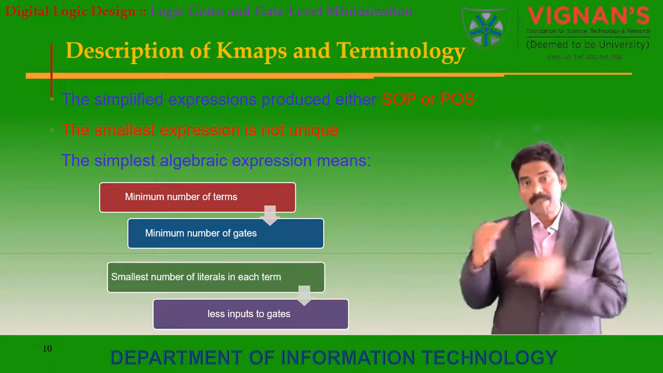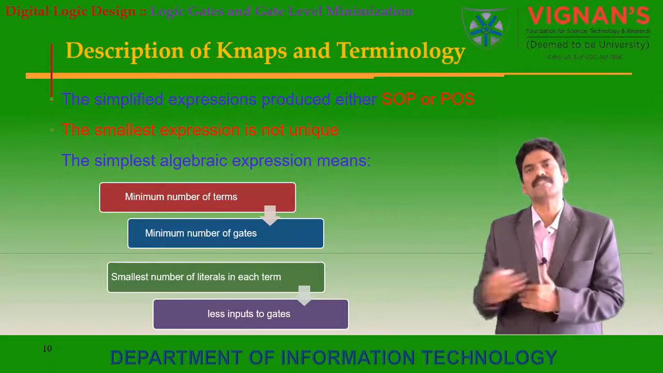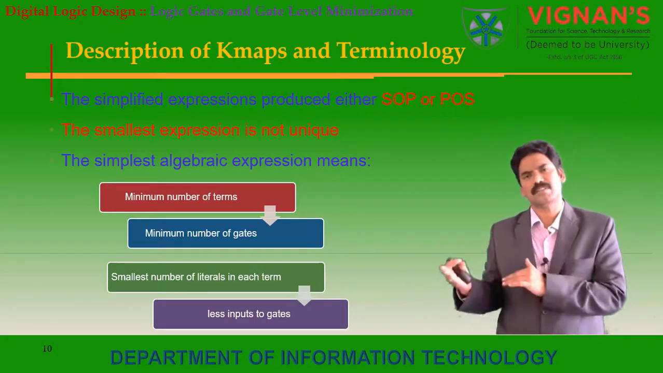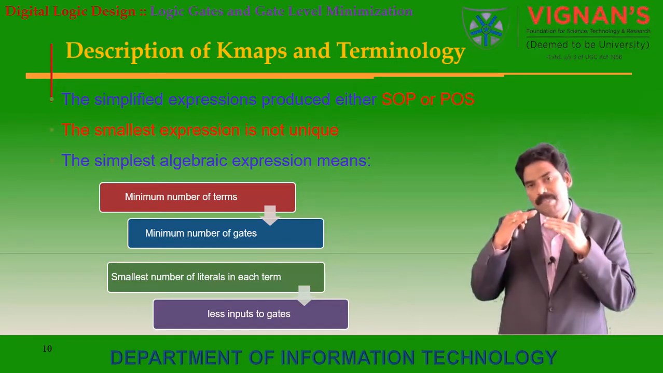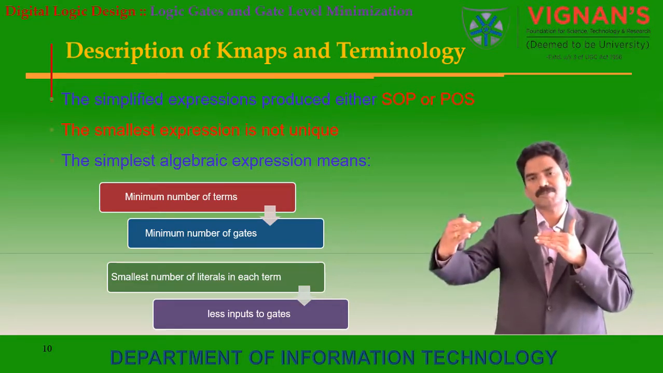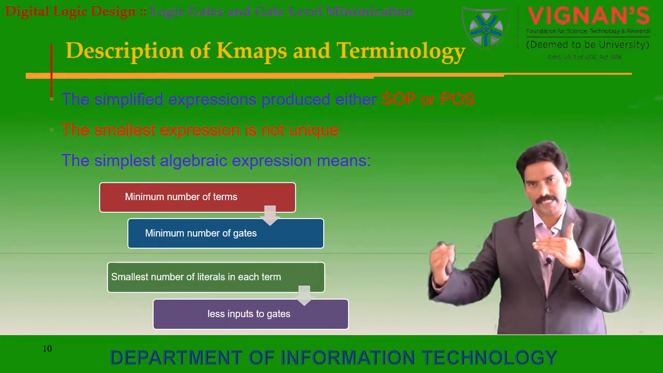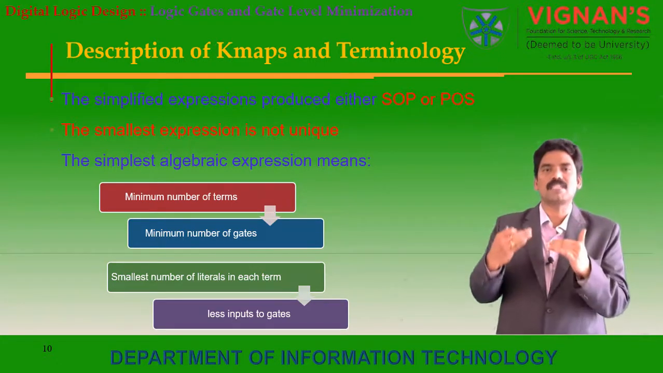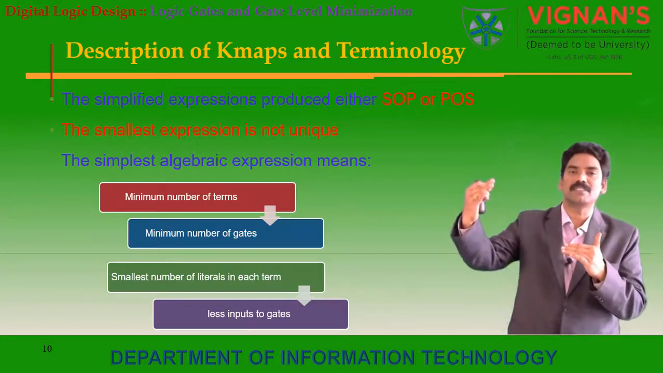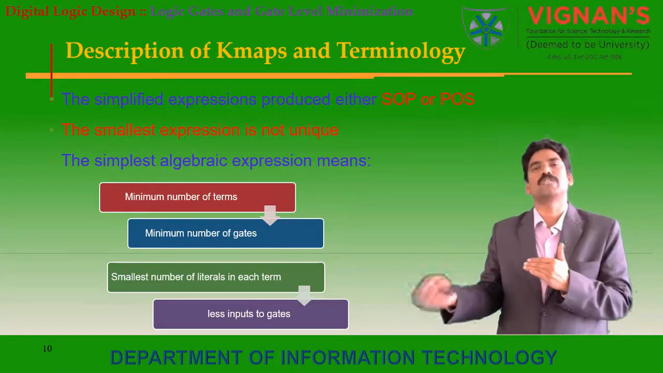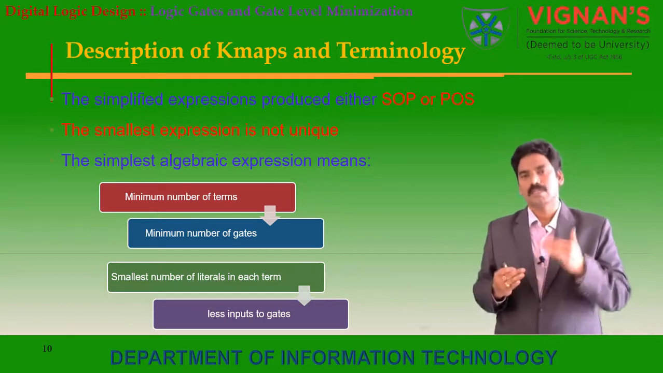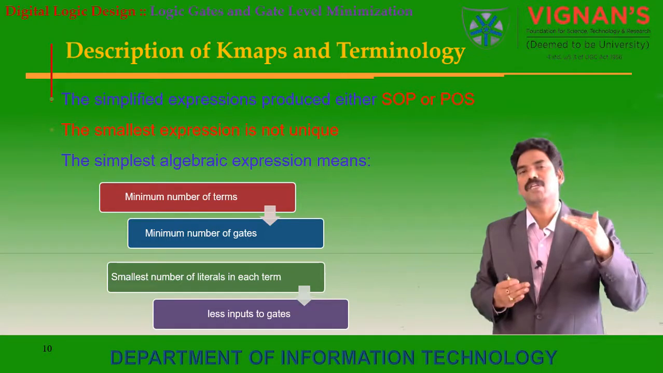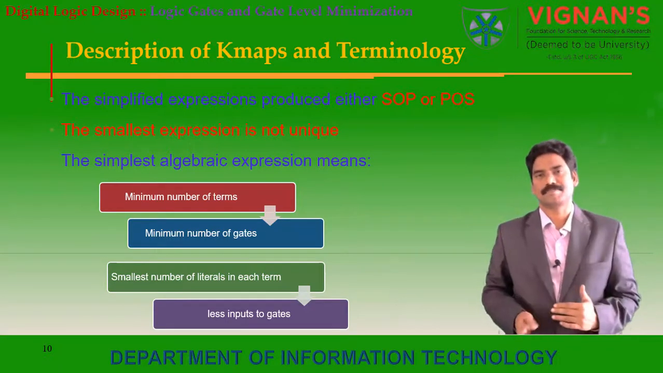And what is the simplest algebraic expression? Reduction of number of terms or number of literals? Both. The minimum number of terms means minimum number of logic gates, and the smallest number of literals in each term means fewer inputs to gates. This is the meaning of the simplest algebraic expression.